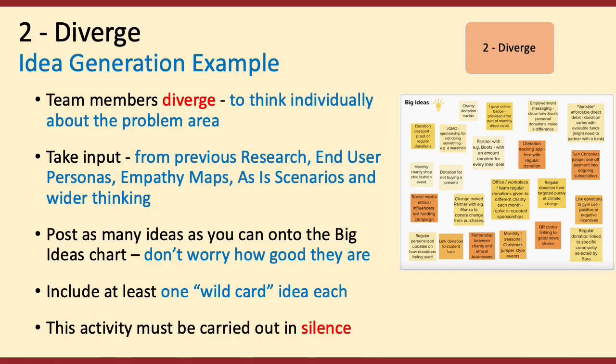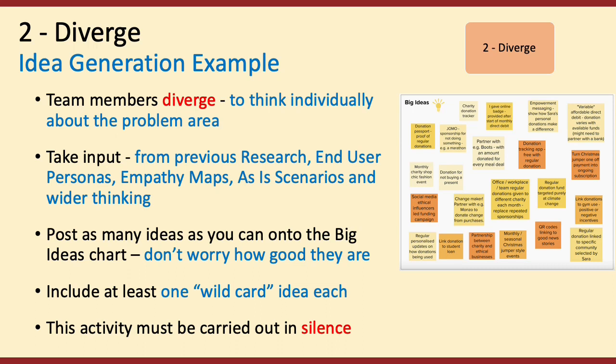So we're now going to see how Diverge works in our idea generation example. And here's some of the instructions we would give our students. At this stage, team members diverge. We ask all students to think individually about the problem area. We ask them to take input from all their previous work, from the research they've done, their end user personas, empathy maps, as-is scenarios. These are design thinking techniques that they've already carried out, and their wider thinking. We ask them to post as many ideas as they can onto the Big Ideas chart, which starts out just a big empty box. And we ask them to do as many ideas as they can, not to worry about how good they are, not to judge them, just to get as many ideas as possible and be creative.